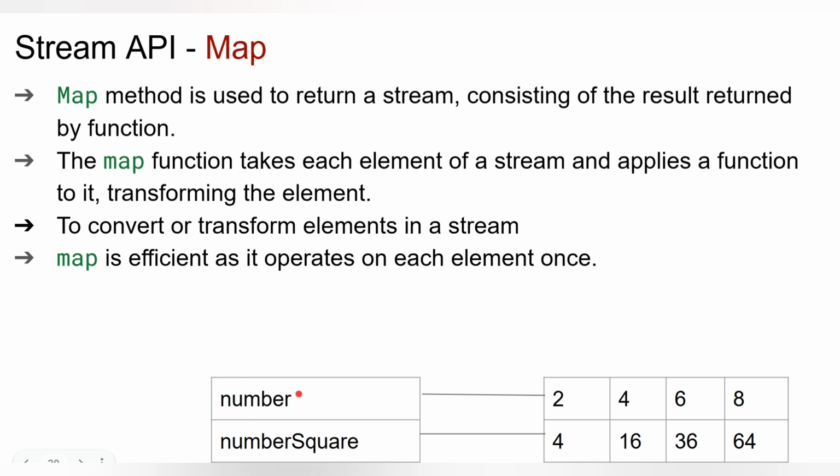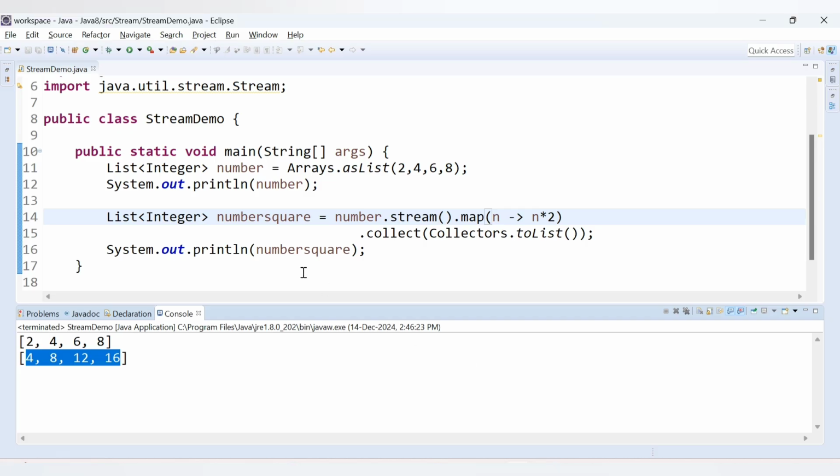We have the list called numbers. Inside this list, we have the values 2, 4, 6, 8. And we created a new list called number square, which will be the square of our initial list, using the map function. So this was our code here.